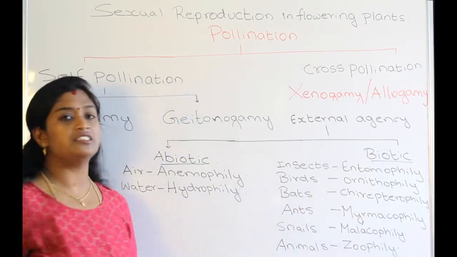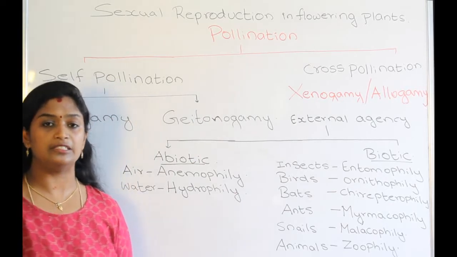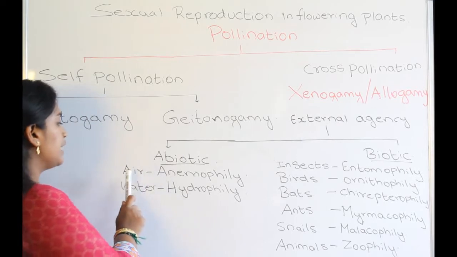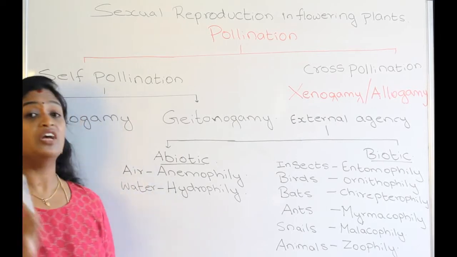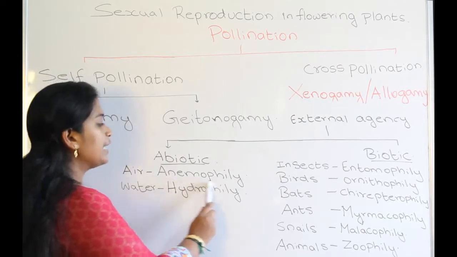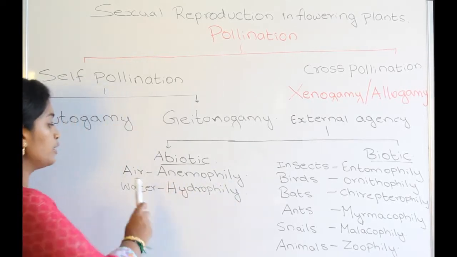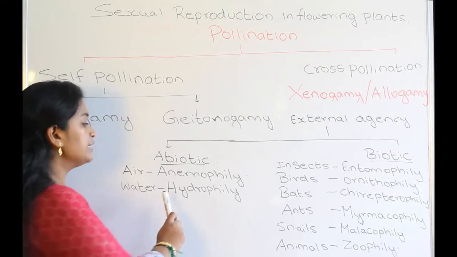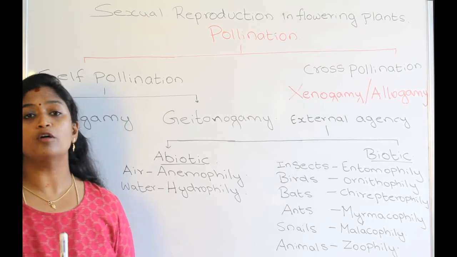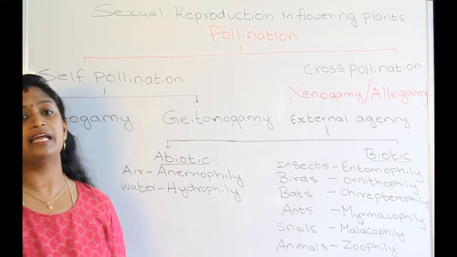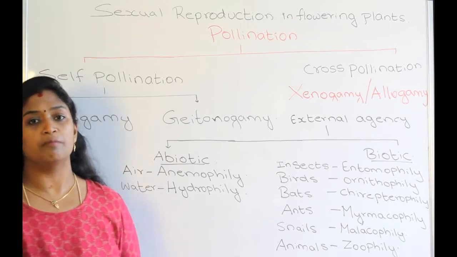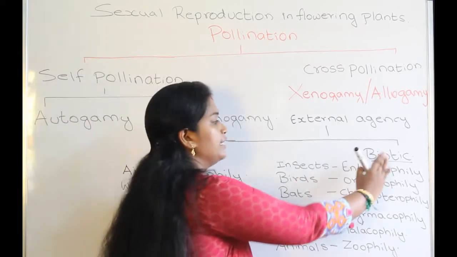The non-living agency is called the abiotic agency. We have two types of abiotic agency, that is air and water. If air is the agency for cross-pollination, then we call it anemophily. If water is the agency, we call it hydrophily. So, air and water play a very important role as an abiotic agency for transfer of pollen grain from the anther to the stigma.